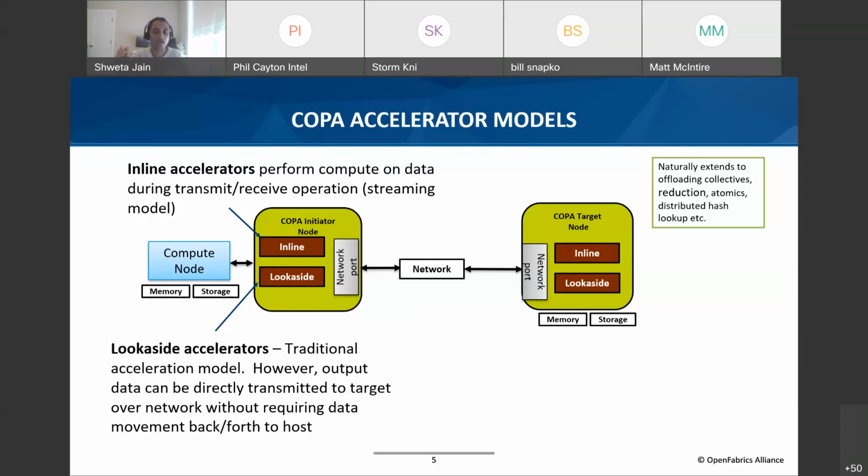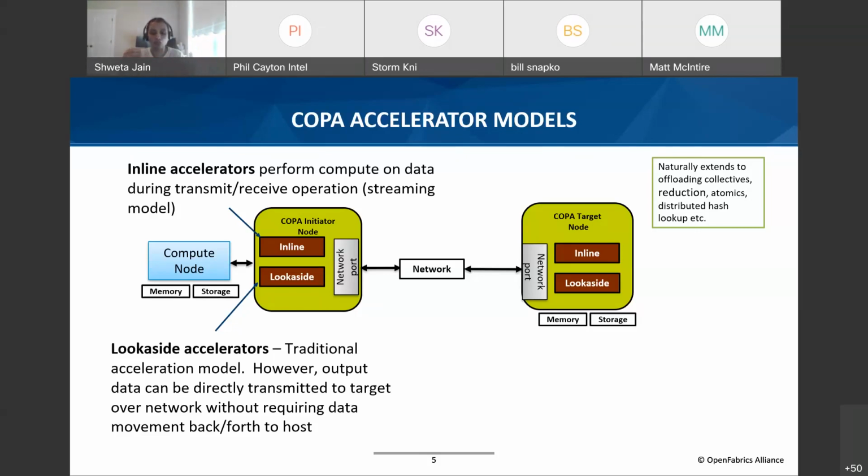The second mode of accelerator that we support in our model is the look-aside accelerator. This is a more traditional accelerator setup where the FPGA modules act like a co-accelerator. So we are basically decoupling computation and communication in the look-aside mode. The computation is performed by the look-aside accelerator block, but the communication and data movement is offloaded to COPA.